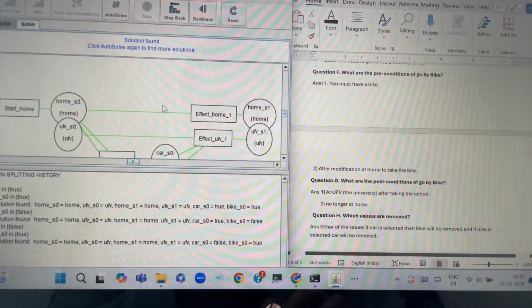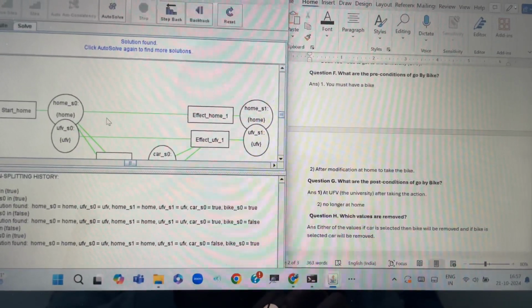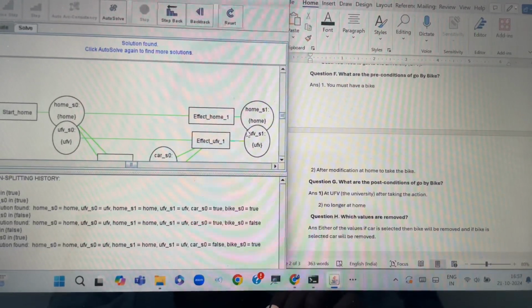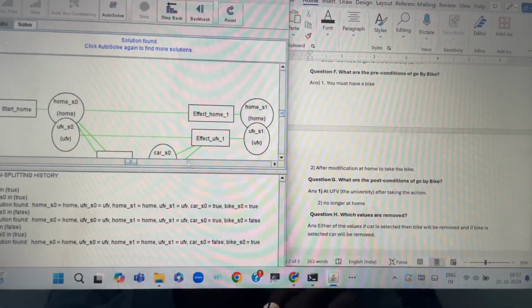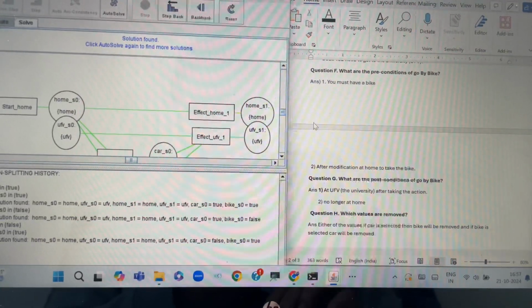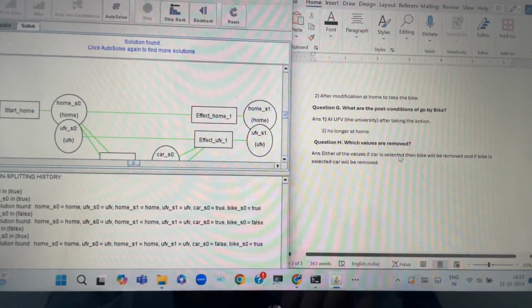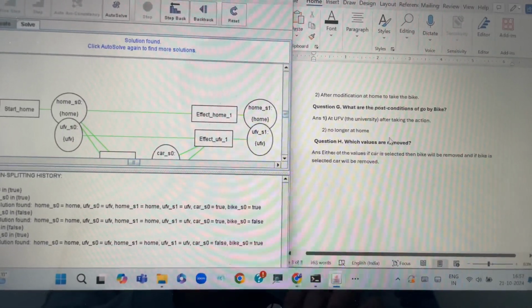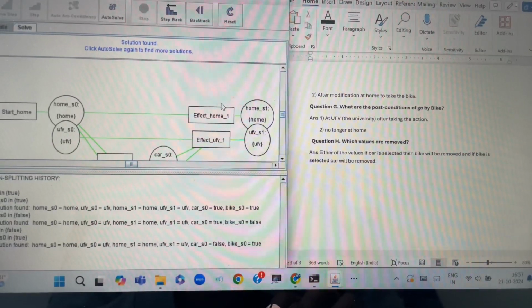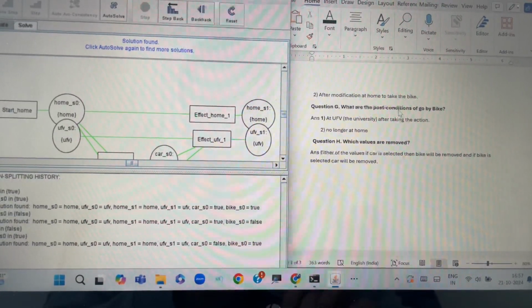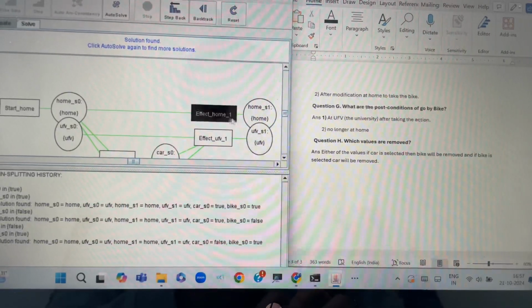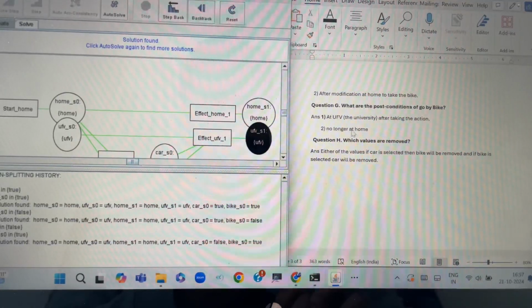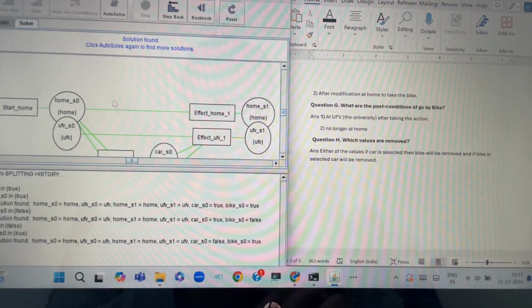What must be the preconditions to go by bike? We must have a bike, and after modification also, we take the bike. That is the thing. Okay, so what would be the post conditions? We would go by bike, like we would reach University of Fraser Valley after taking the action here. And we would no longer be at home.